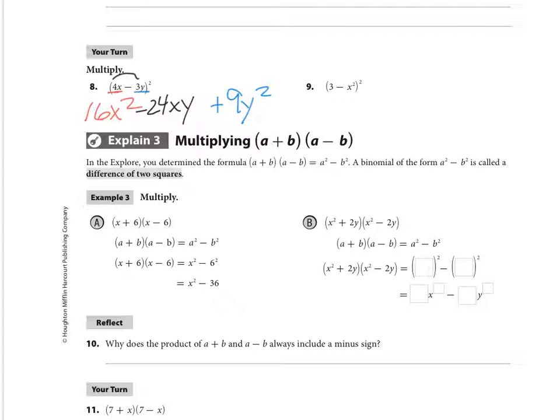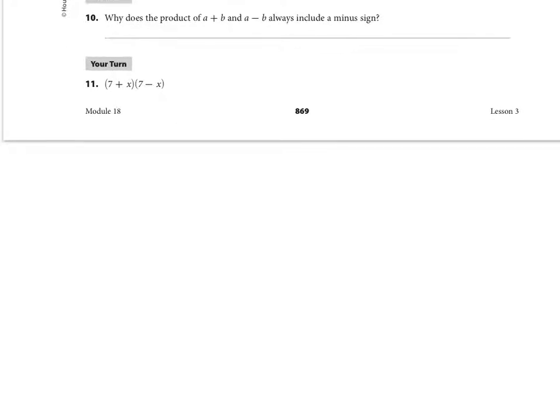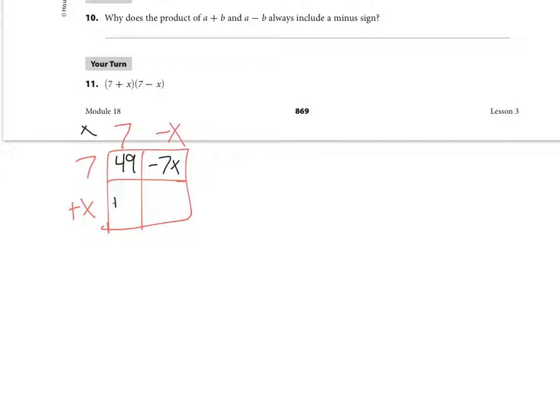Then we have this other case, which is called the difference of two squares. Why is it difference of two squares? Well, it's multiplying a positive times a negative. And again, I think the best way to demonstrate this one is to use the Punnett square. So I'm going to take number 11 for the your turn, and I'm going to use a Punnett square again. So here I have a 7 and a positive x. I have a 7 and a negative x. So one's a positive, one's a negative. I'm going to multiply those. So I get 49. I get a negative 7x, a positive 7x, and then a negative x squared.